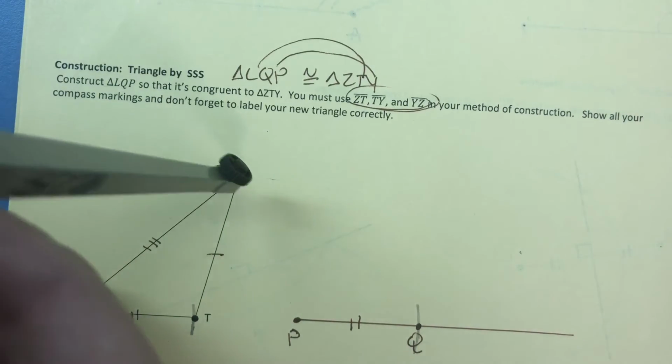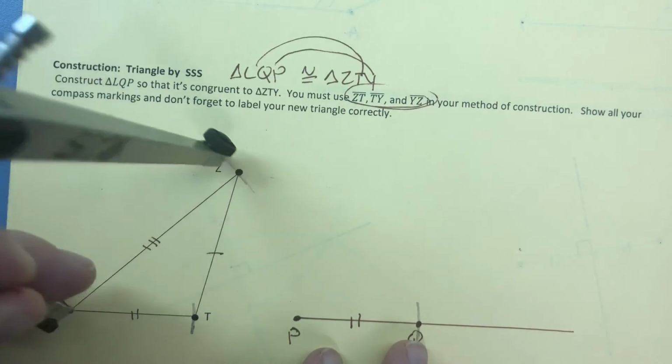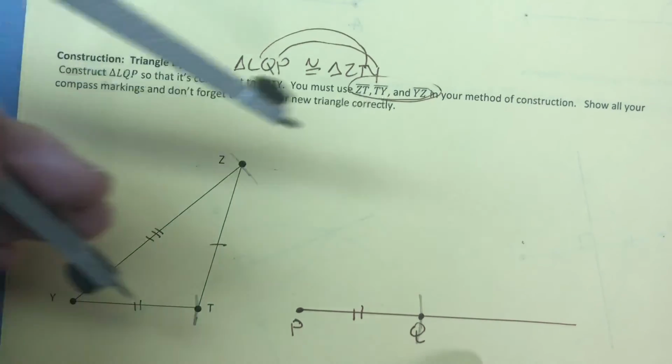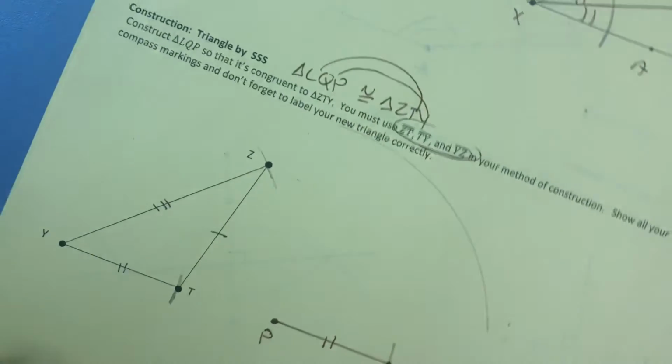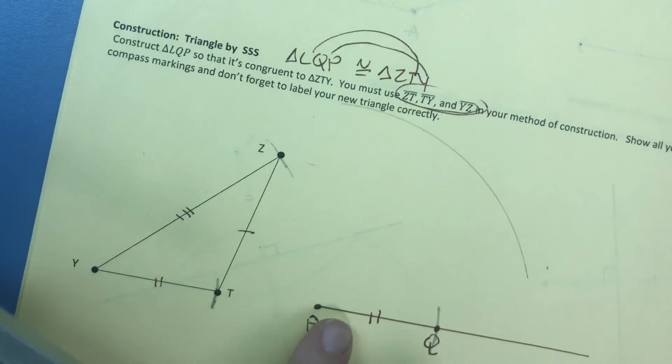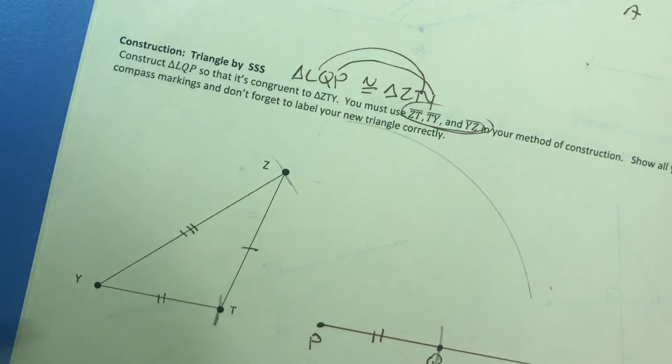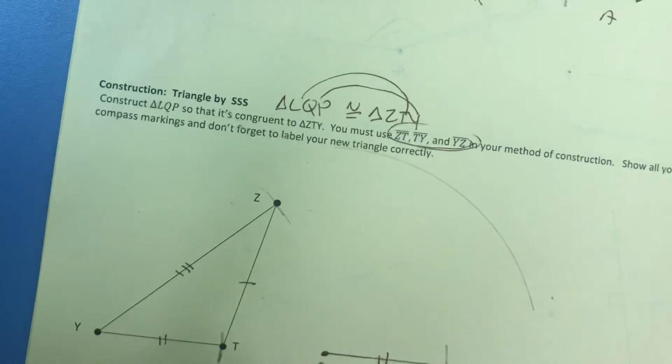let's see. I want to set my compass width so that it's the length of YZ. Come over to P and just make an arc. Anywhere on that arc is the correct distance from P that we need. Sorry, this is sideways a little. This is really hard to film.